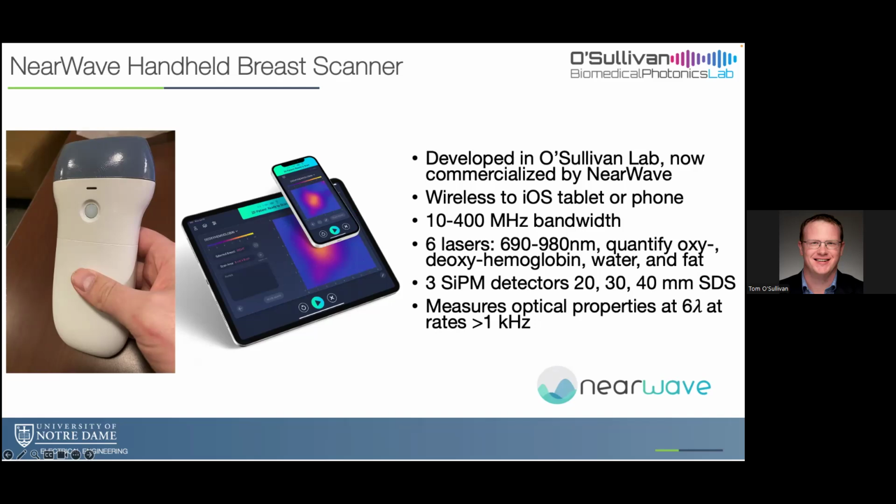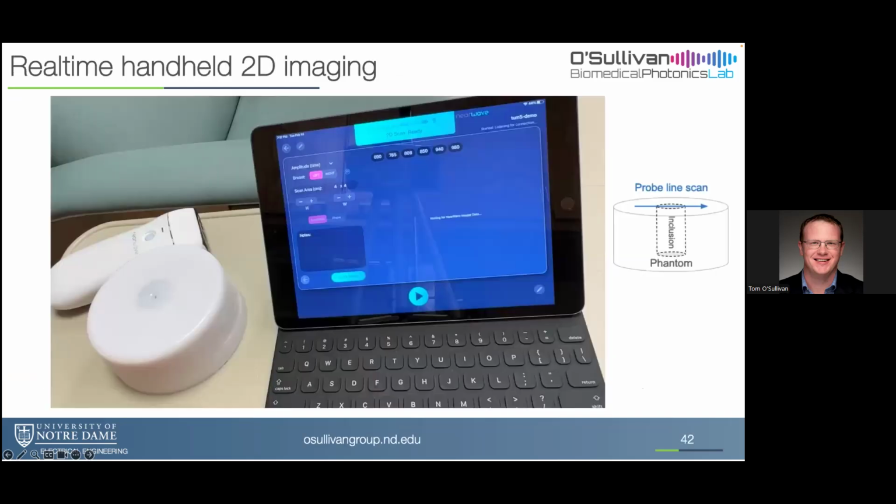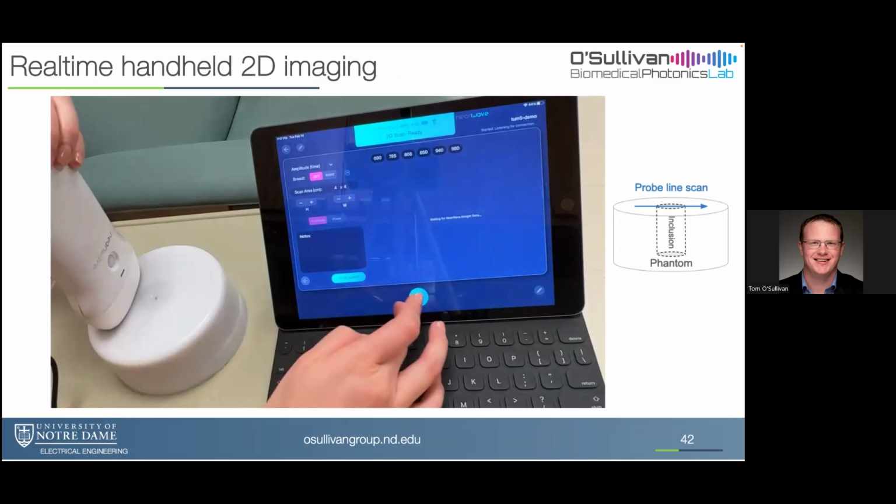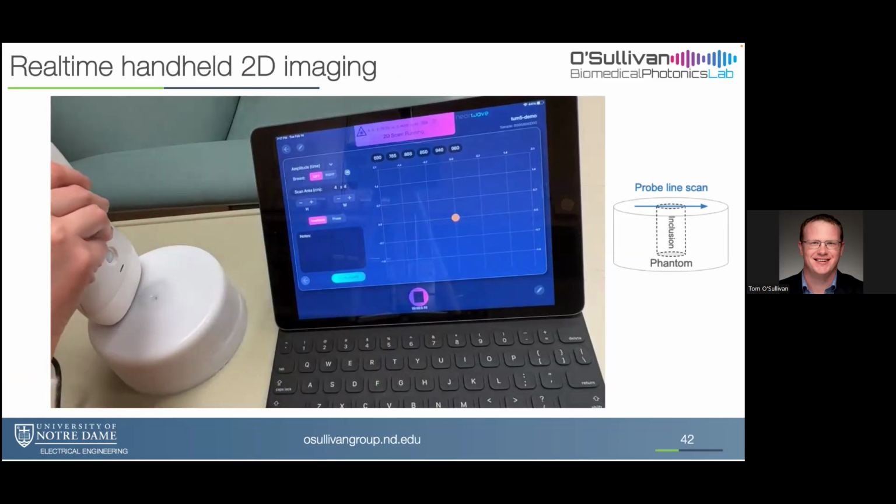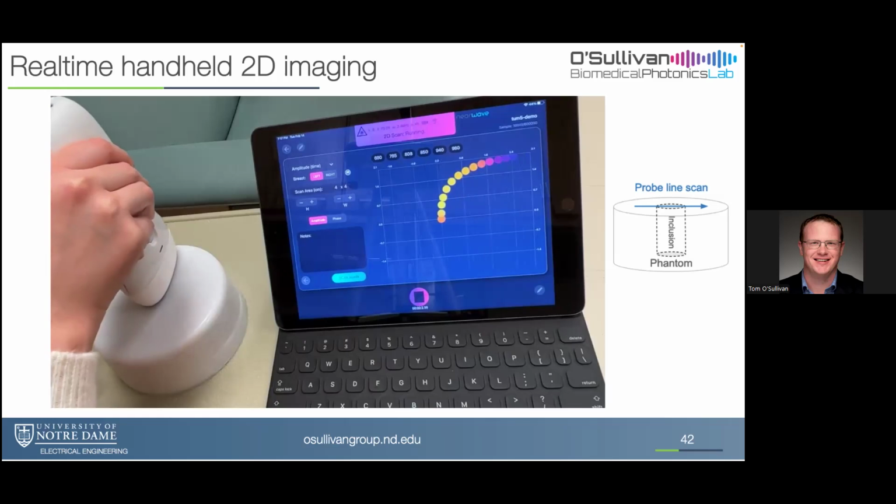So the idea is, like an ultrasound, you can take this thing and spin it around, and that data is streamed to your Apple device of choice, and it does all the model fitting inside of it. And I'll show you the video here of this thing in action. We've got a phantom here. You can see in the middle there's an inclusion underneath meant to simulate a tumor. And you can see this is completely wireless.